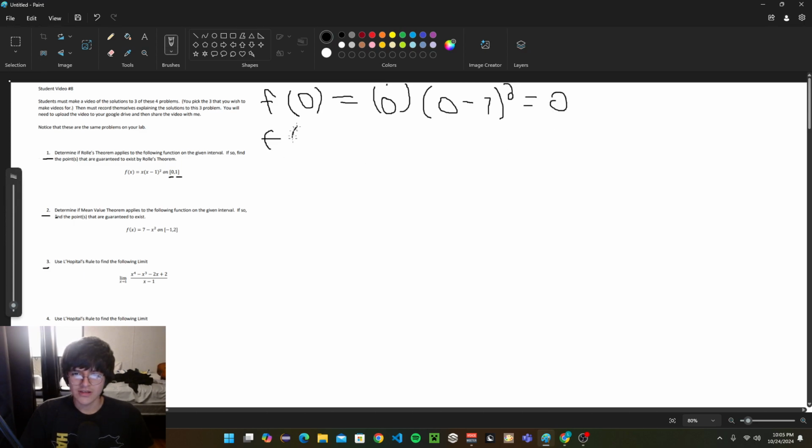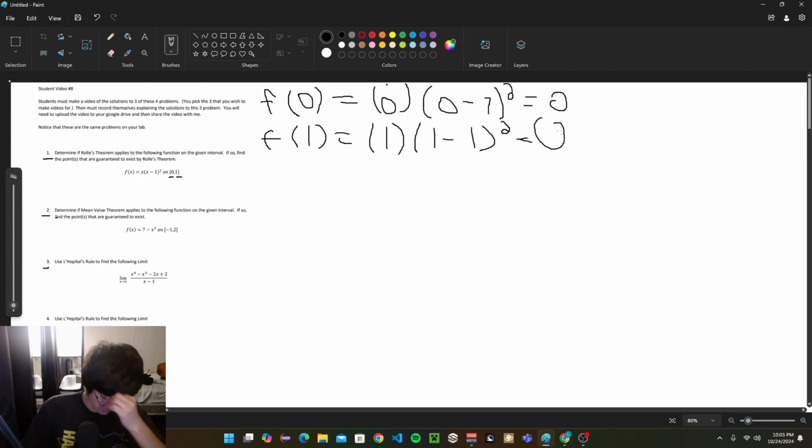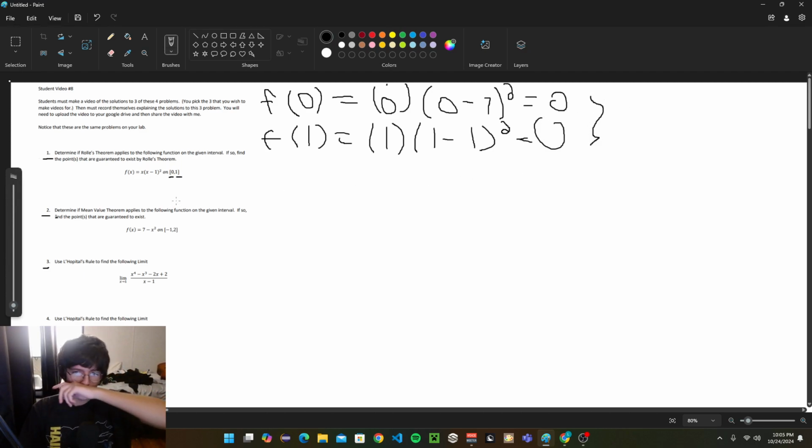So now we have to try if 1 gives us 0. That's a 1, not a 7. And this, if you plug it into the calculator, gives you 0 as well. So here it's telling us that Rolle's theorem applies because they're both equal to 0.